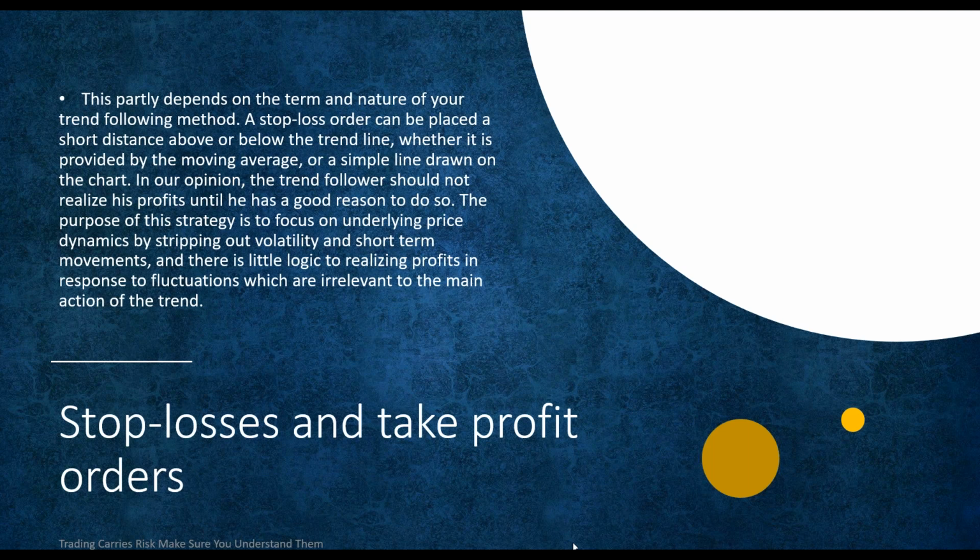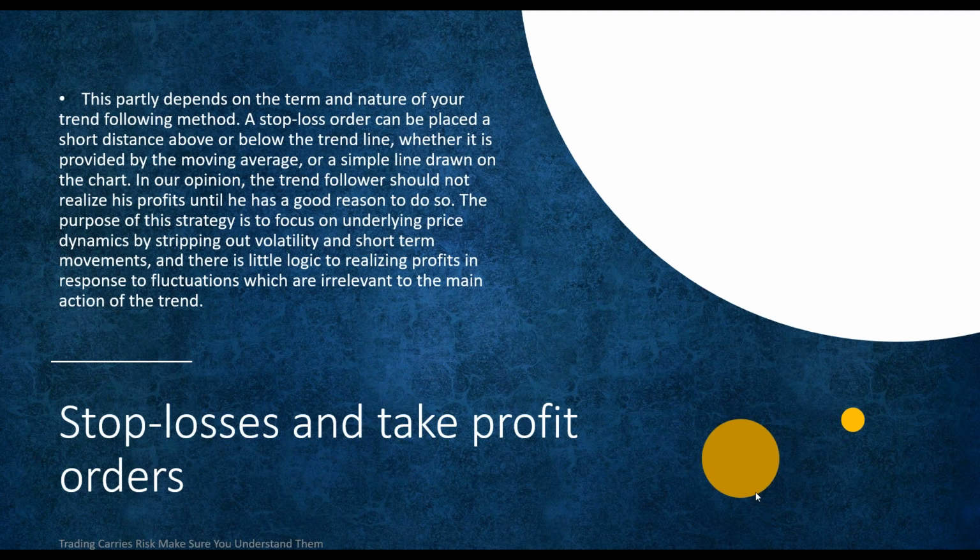Once you've decided what method or strategy you'll use, and I've given you some of this in your handouts, it's important to determine where your stop losses and take profit points are. Now, this partly depends on the nature and the term of the trend following method. A stop loss order can be placed a short distance above or below the trend line, whether it's provided by a moving average or a simple line drawn on your chart. In my opinion, the trend follower should not realize his profits until he has a good reason to do so.